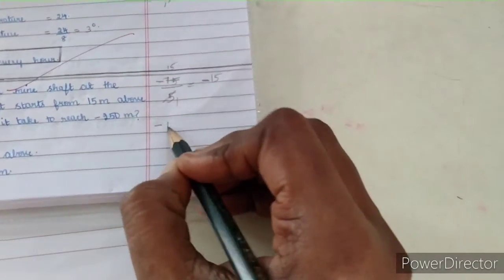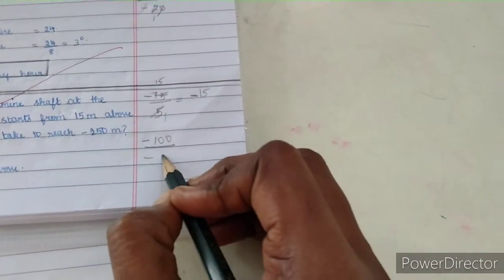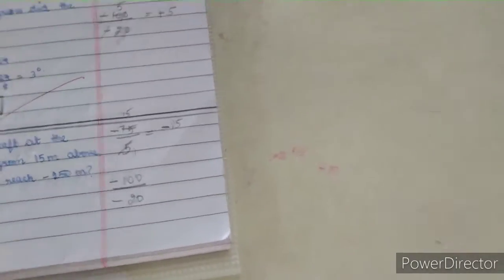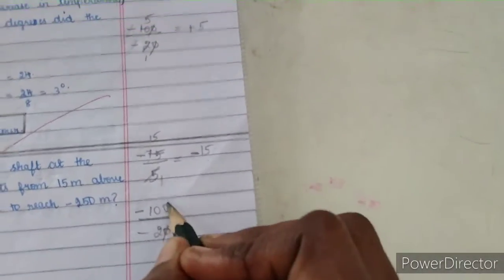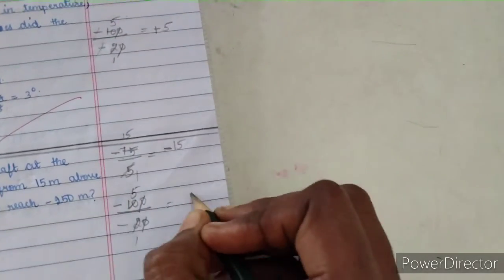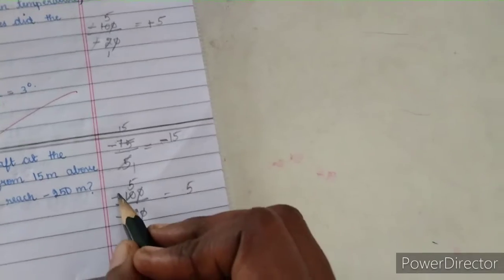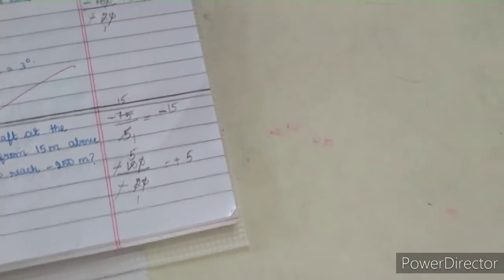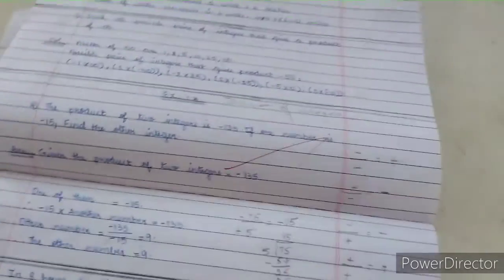One more sum. Minus 100 divided by minus 20. So 0, 0 you can cancel. 2 ones are 2, 2 5s are 10. So 5 in your answer. Now minus minus you can cancel, and the sign over there is plus sign.